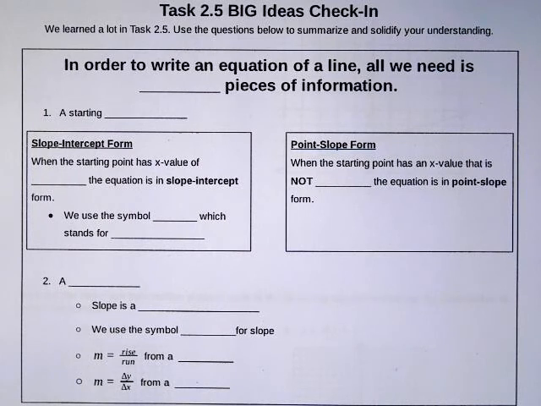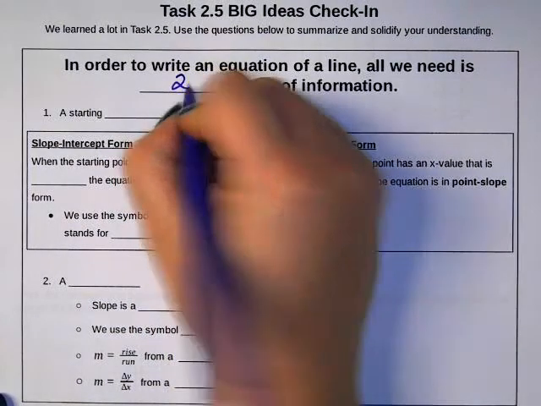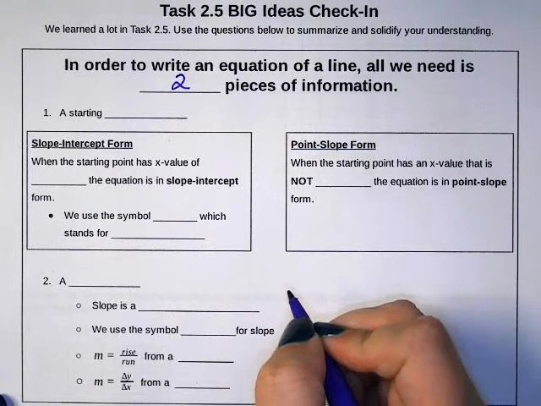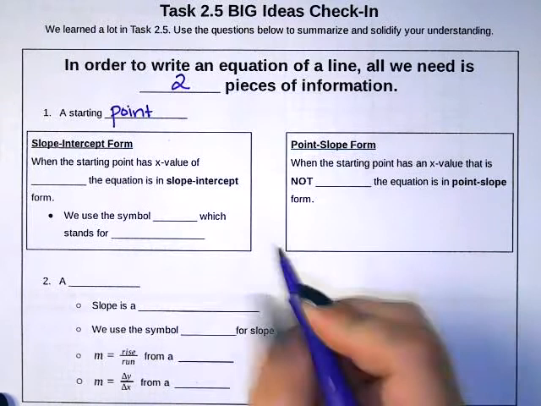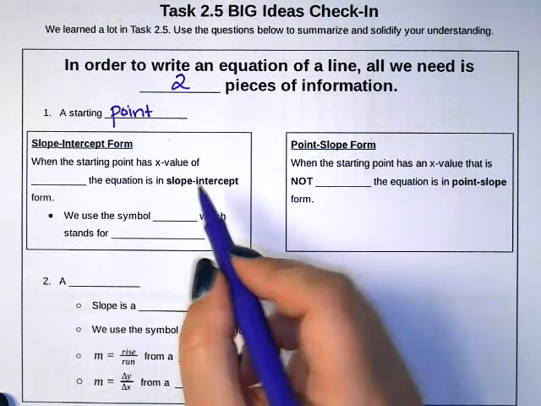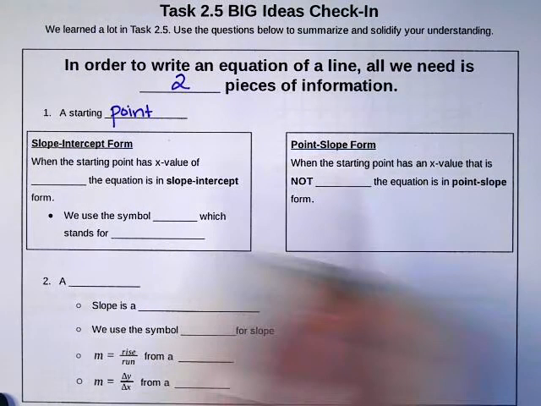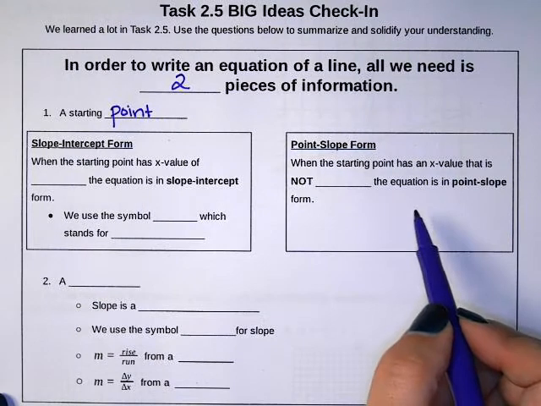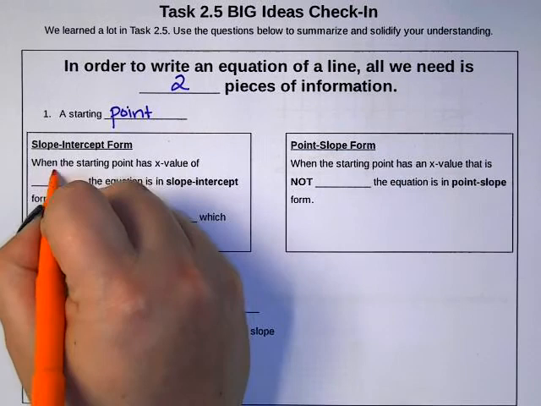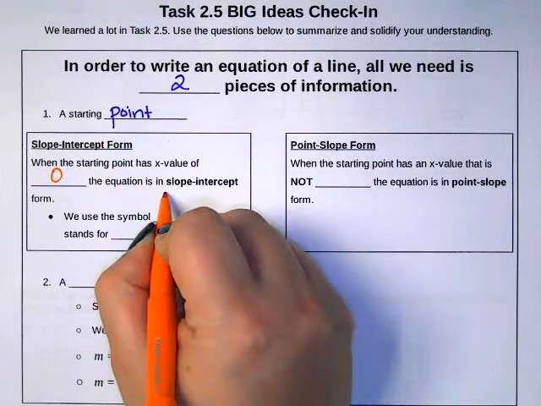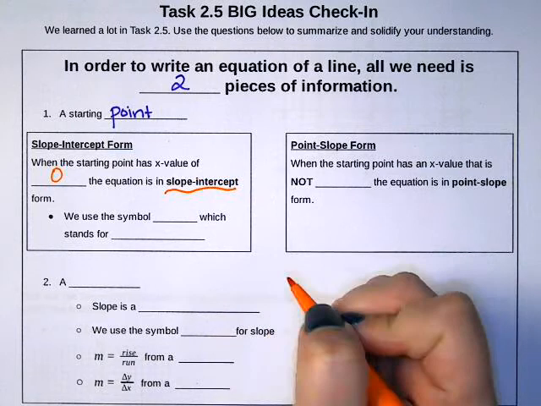So in order to write an equation of a line, all we need is two pieces of information. The first piece of information we need is a starting point. Now we're going to talk about the two different forms that we have to write an equation. We have slope-intercept form and we have point-slope form. So we use slope-intercept form when the starting point has an x value of 0. That's when we're actually going to write the equation in slope-intercept form.